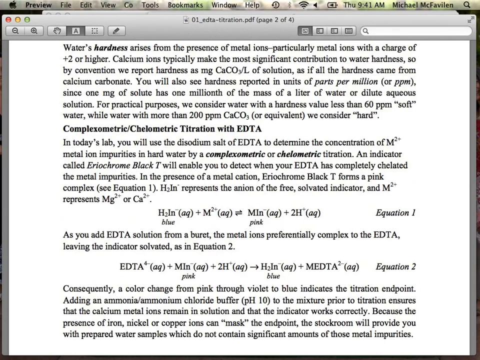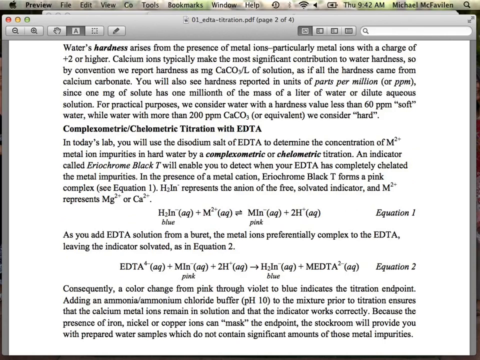Once we've got it standardized, as I slowly add the EDTA, it's slowly going to start to pull metal ions away from the indicator. As long as there's still metal present, the indicator is going to stay pink. So we keep adding EDTA until the metal gets pulled off. Okay? Now the indicator doesn't have any metal attached to it, and it now is in this state, and we see that blue color change. Okay? At that point, we know we've removed all of the metal that was in that solution. And we've trapped it all with the EDTA.